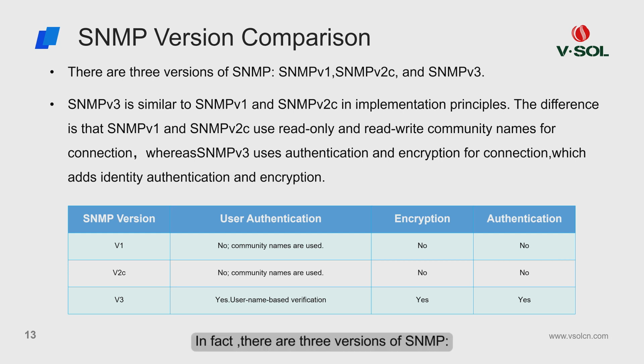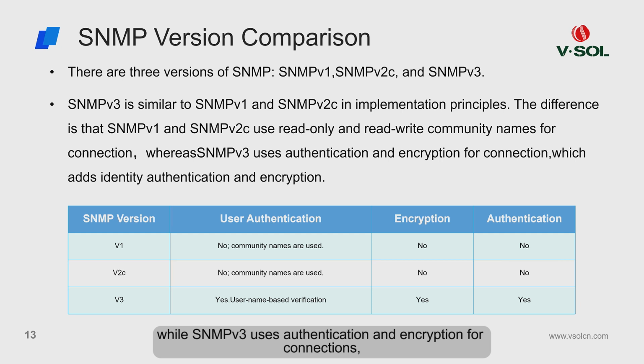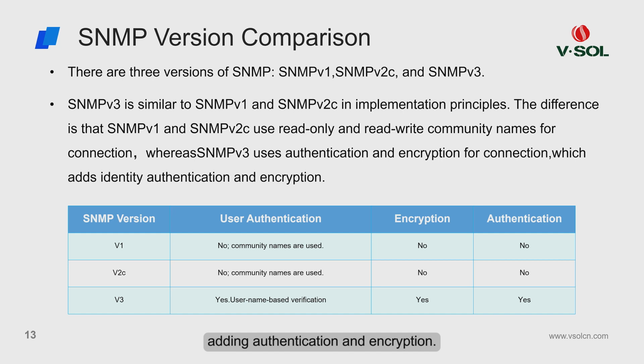In fact, there are 3 versions of SNMP: SNMP-v1, SNMP-v2c, and SNMP-v3. SNMP-v3 is similar to SNMP-v1 and SNMP-v2c in implementation principles. The difference is that SNMP-v1 and SNMP-v2c use read-only and read-write community names for connection, while SNMP-v3 uses authentication and encryption for connections, adding authentication and encryption.